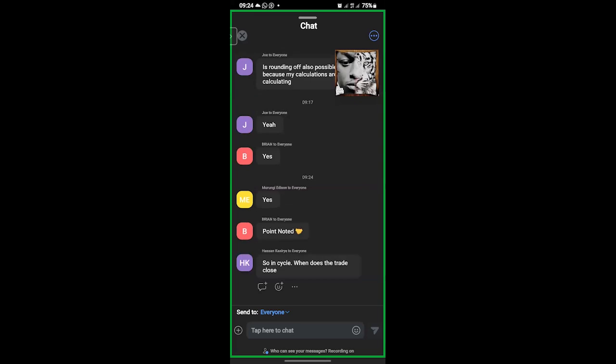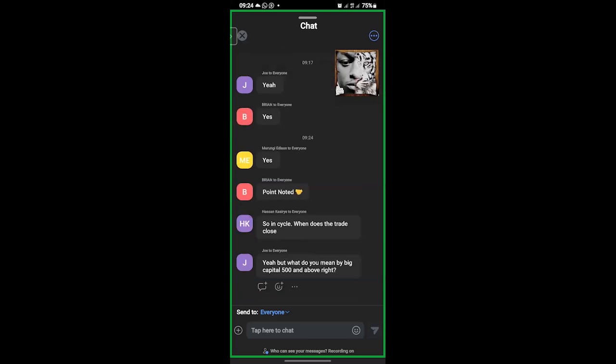So in Cycle, when does the trade close? We don't need the trade to close to make money. Please, we don't need the trade to close to make money. Some of you, we have got different strategies. If we are to maintain a coin, we are going to trade it on Cycle with good capital, not 100 or maybe $50. No, you're not going to use Cycle. It's going to affect you.